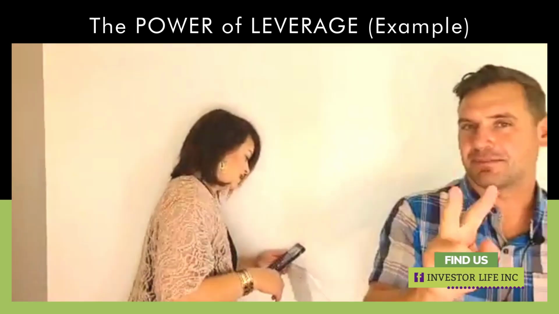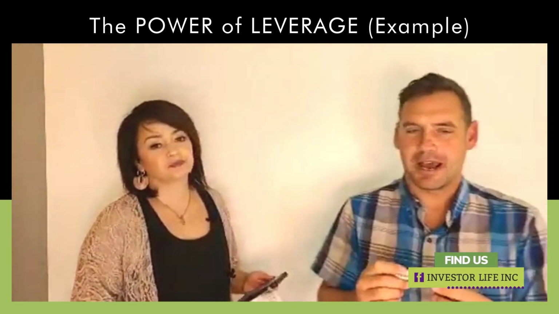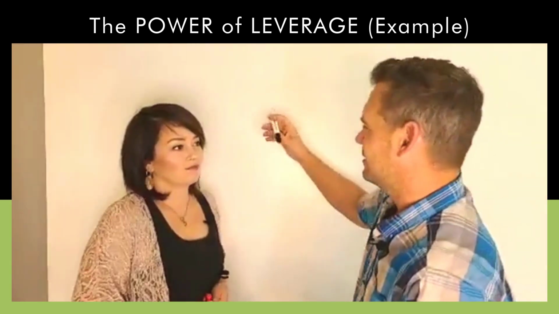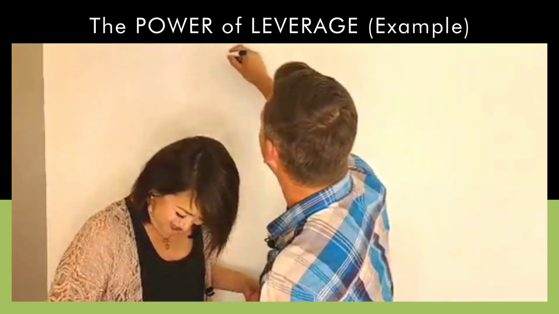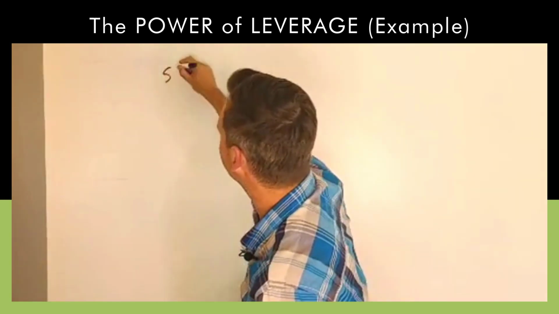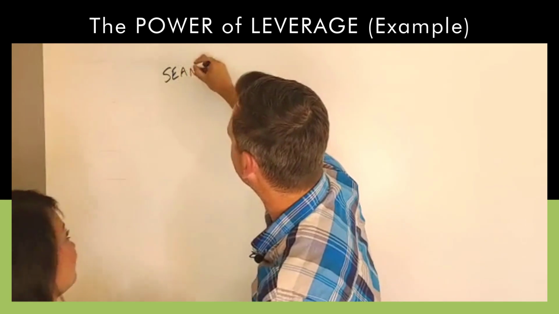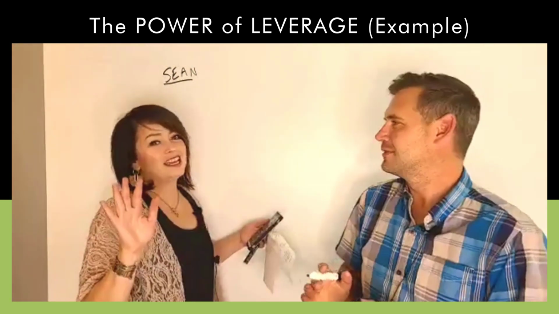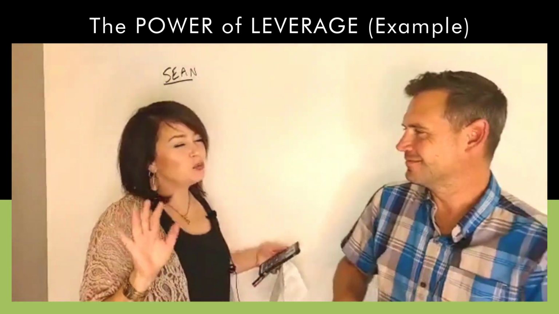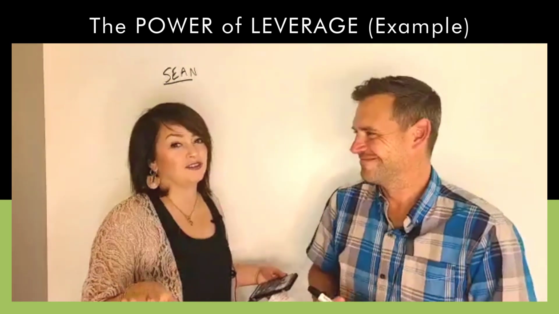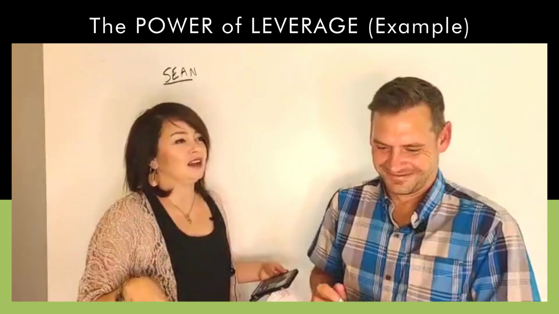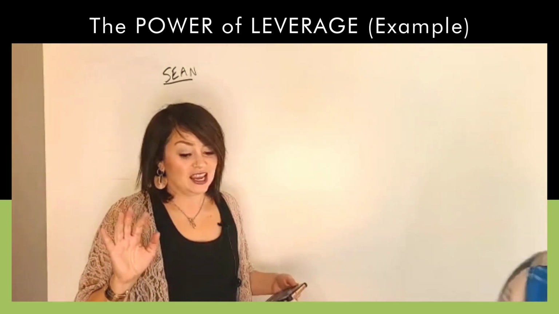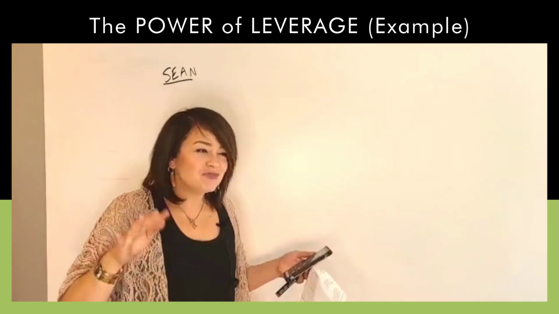So we have two examples we're going to run through. Okay. So we have one guy and his name is Sean. And he's an investor. Sean is a really, really good guy. Super great. He's from the East Coast. He's a wonderful guy. Pretty funny. But he's not that savvy of an investor.